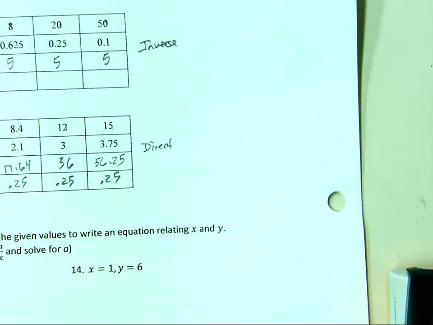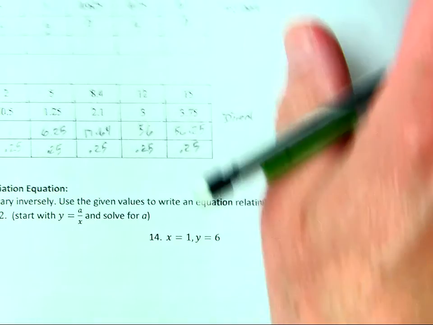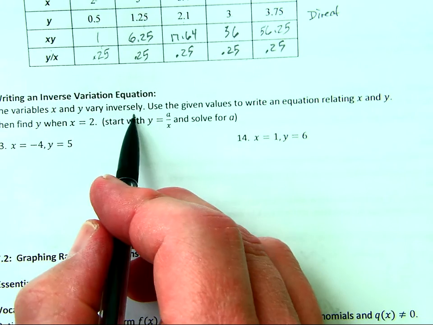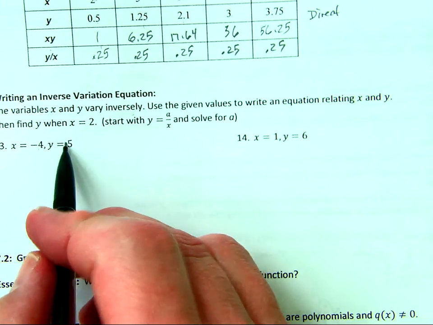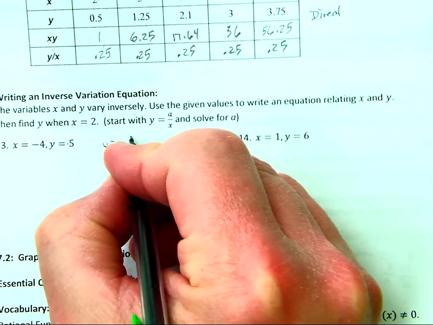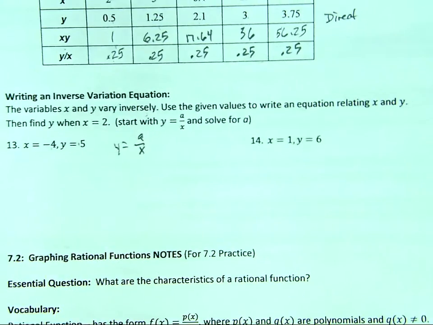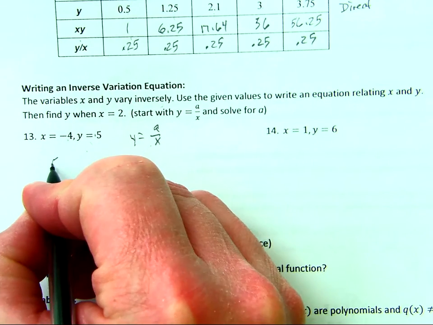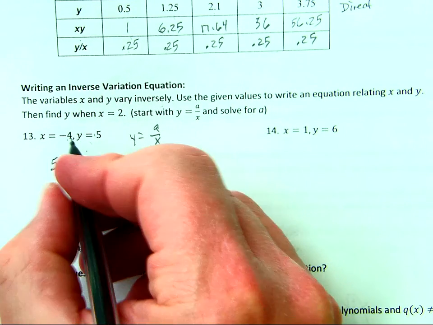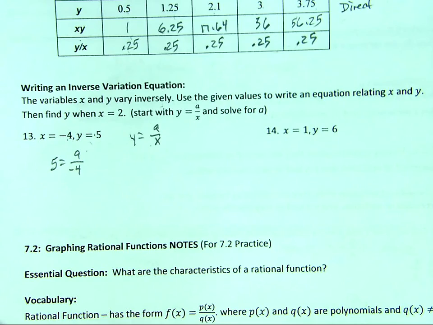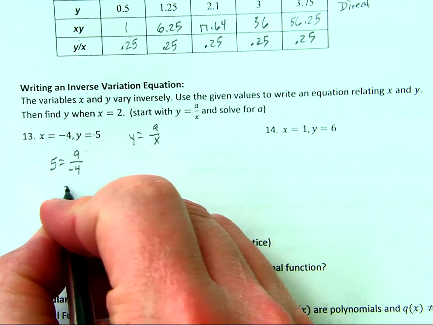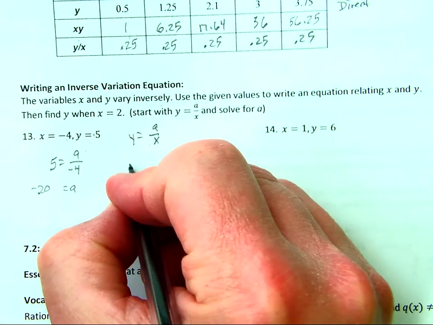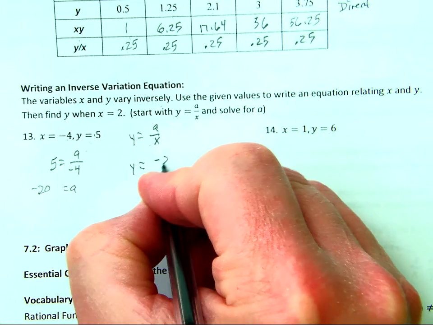The last thing on here is writing an inverse variation. So like here, it says these vary inversely. They gave us two values. Remember, inversely is y equals a over x. So let's take what they gave us and plug in here. So y is 5. So 5 equals a over x. X is negative 4. So we're going to substitute in what they gave us and solve for a. Well, if I multiply, a is negative 20. So that means my inverse variation is y equals negative 20 over x.